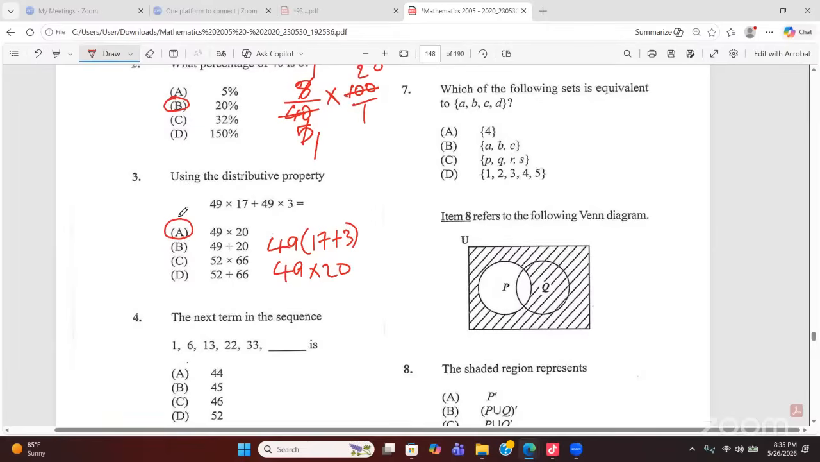Number 3. Everybody good with our A? Yes? Somebody said number 3 is B. No, it's A. All right, very good. We're clapping it.